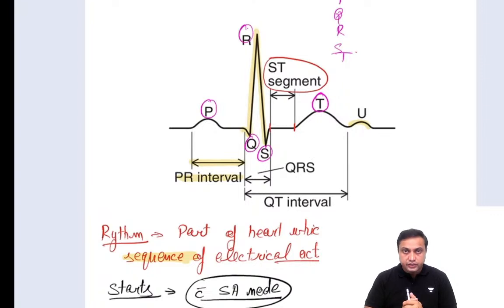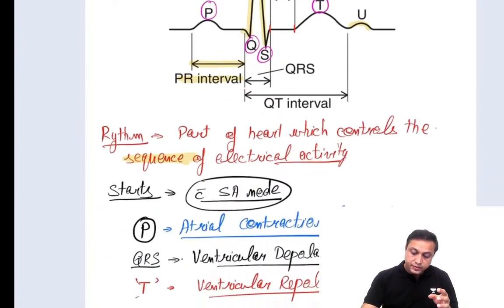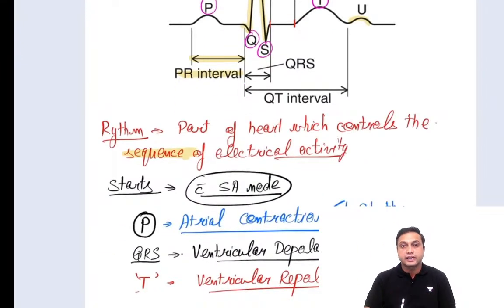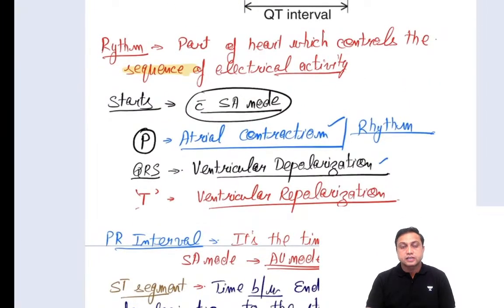We have one interval that is called the PR interval, right? QT interval and ST segment is there. We discussed the rhythm. What is the rhythm? This is the part of the heart which basically controls the sequential electrical activity. Where does this rhythm start? It starts with the SA node, and with this we are going to enter into the P wave.